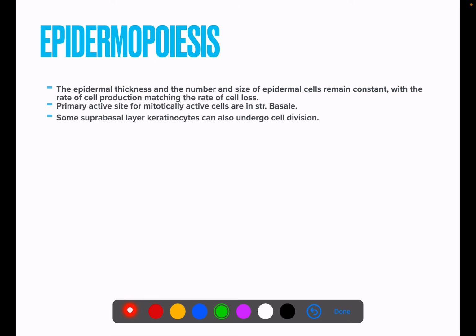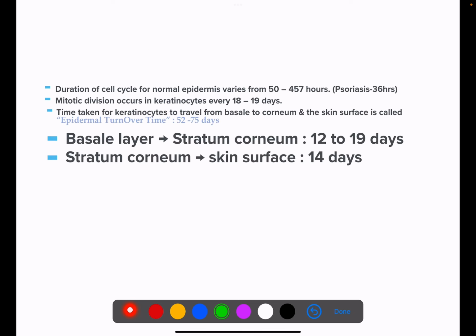Epidermopoiesis. The epidermal thickness and the number and size of epidermal cells remain constant, with the rate of cell production matching the rate of cell loss. This is the definition. The primary active site for mitotically active cells is the stratum basale. Some suprabasal layer keratinocytes can also undergo cell division. Not important. Duration of cell cycle for normal epidermis varies from 40 to 57 hours. In psoriasis, it is 36 hours.